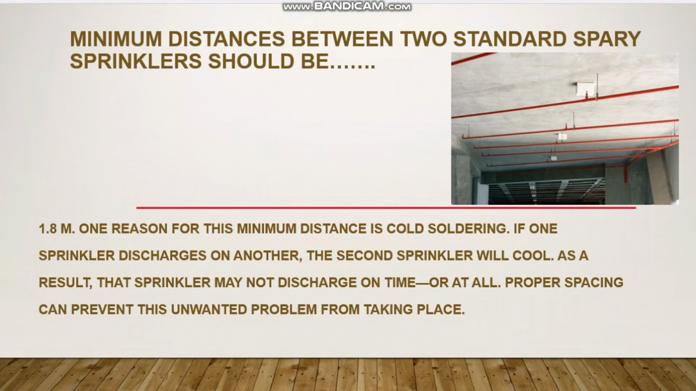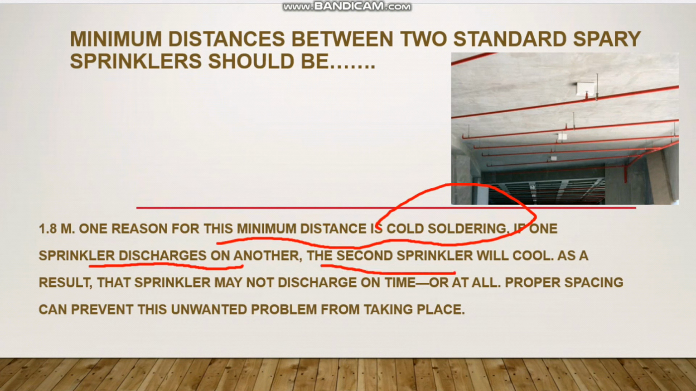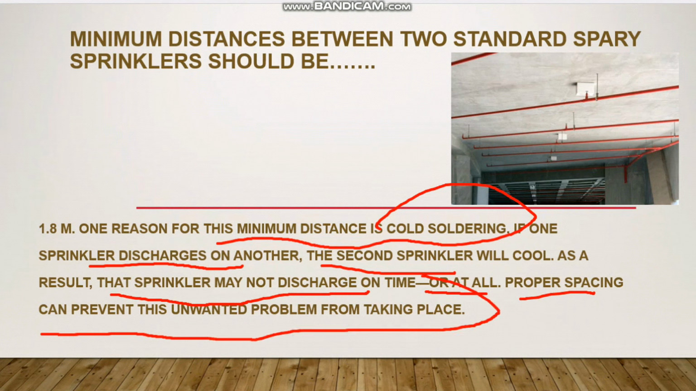So here, what is the minimum distance between two standard spray sprinklers that should be followed? That is 1.8 meter we have to follow between two sprinklers, center of the deflector. One reason for this minimum distance is cold soldering. If one sprinkler discharges on another, the second sprinkler will cool. As a result, that sprinkler may not discharge on time, or it may not discharge at all. So proper spacing can prevent this unwanted problem from taking place. That is the reason we normally keep the minimum distance between two standard spray sprinklers at 1.8 meter.